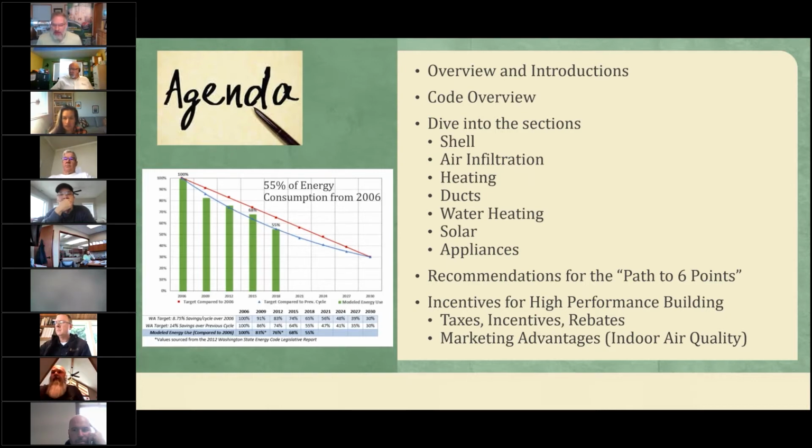So let's go ahead and get started. We're going to dive into just what we're doing today and then do some introduction on the next slide of who your presenters are today. We're going to really quickly review the changes in the code and dive into these sections that are listed here: the shell and air infiltration, heating system, ducts, water heating system, solar and appliances, and then give you a recommendation or some options for how you can get to the 6 points in the most cost-effective way.